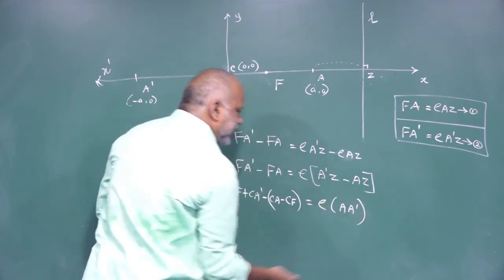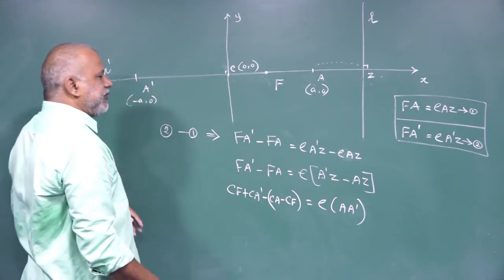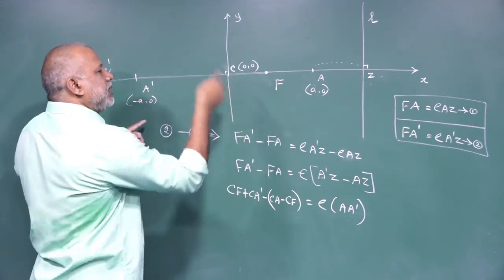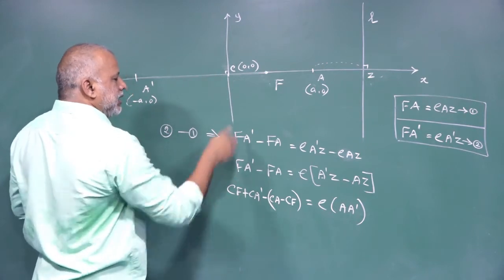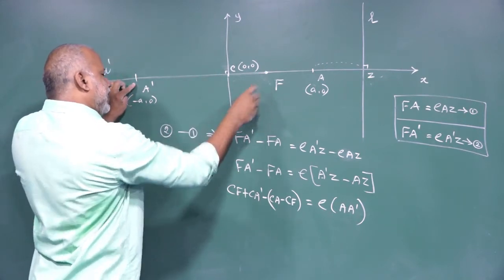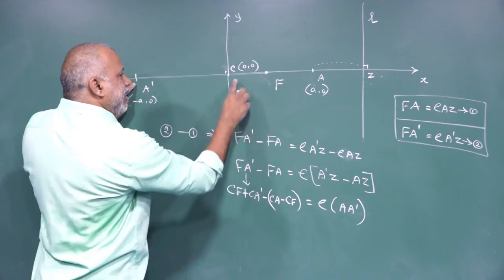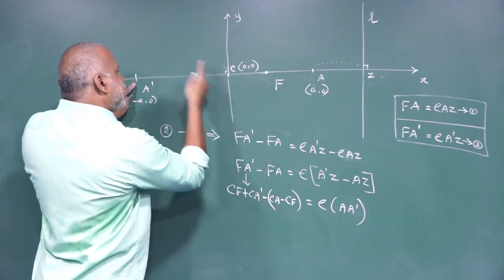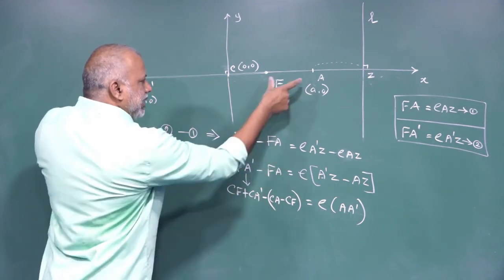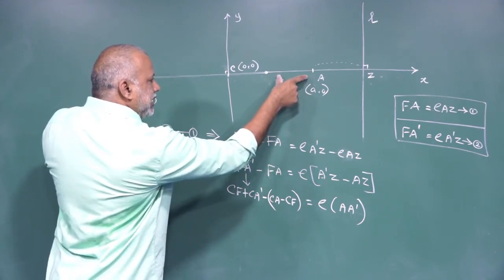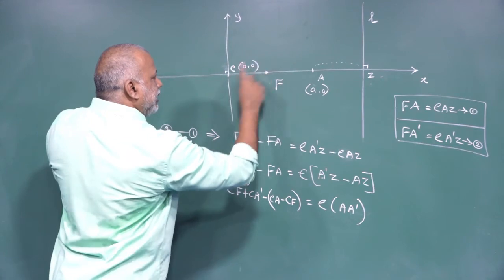Already explained this one, AA dash. See once again, FA dash. F, use the finger and plot your fingers in the diagram. Then you can catch the idea. F here, A dash here. Therefore, I can write this FA dash as CF plus CA dash. Then already you are having the negative symbol. See FA here. Then this FA can be in terms of CA minus CF.